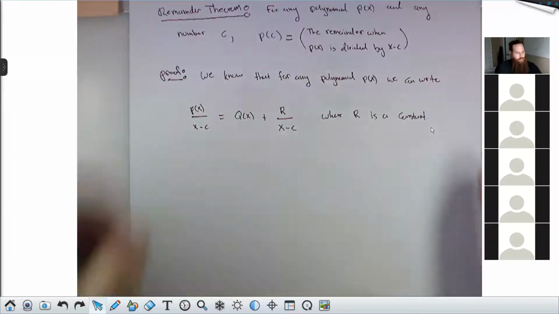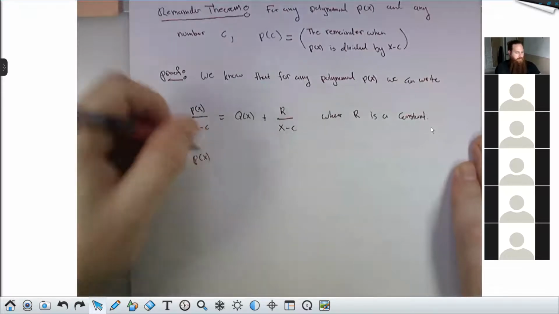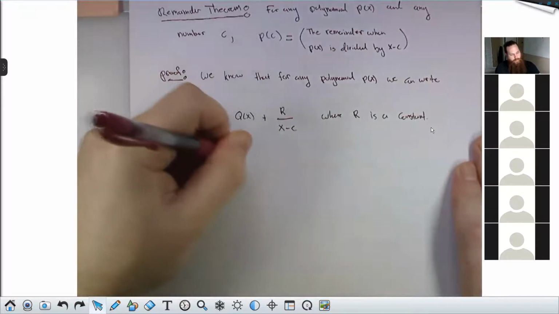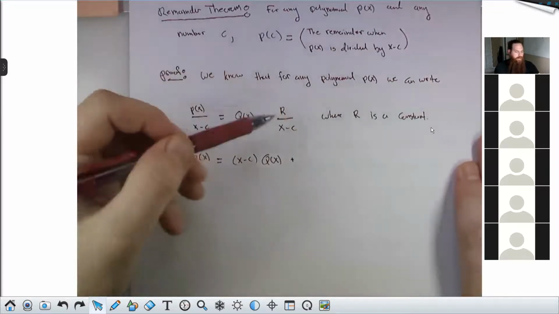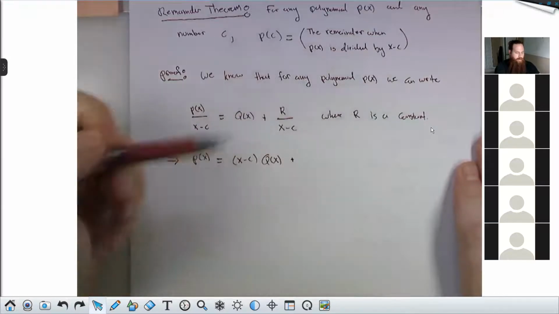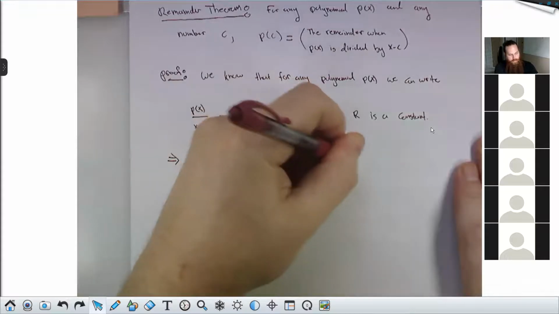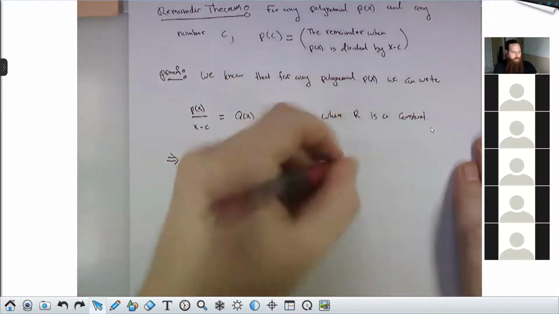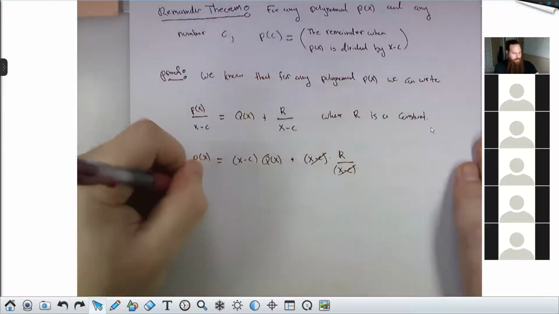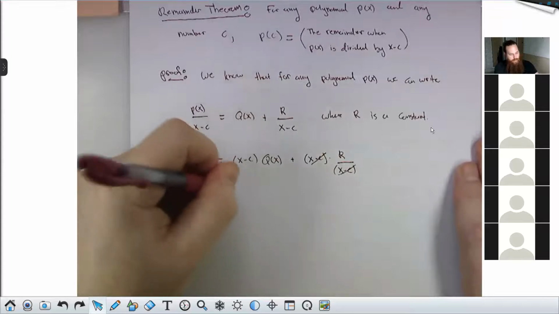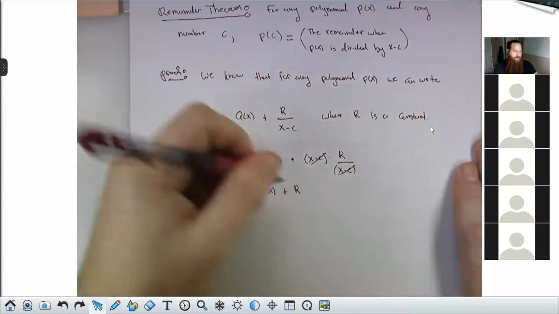This implies, if you multiply both sides everywhere by x minus c, that p of x is equal to x minus c times q of x plus x minus c times r over x minus c. Well, in r over x minus c, I can cancel these factors, and I find that p of x is equal to x minus c times q of x plus r.